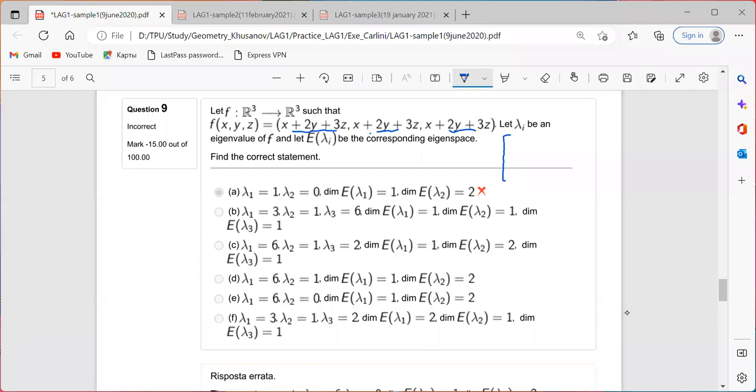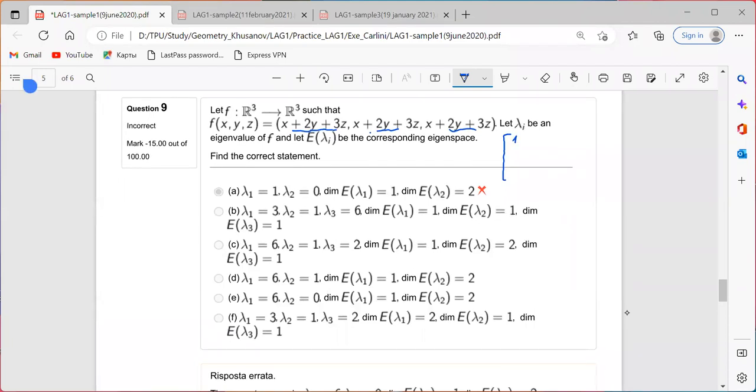So it's really a three-dimensional vector. Each component's coefficients we have to put in our matrix: 1, 2, and 3 from the first component. Second component again 1, 2, and 3. And the third component again will be 1, 2, and 3.